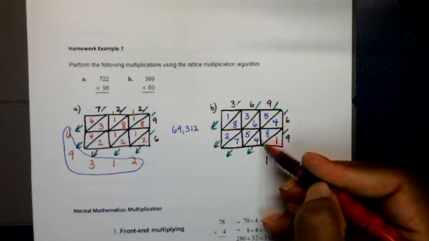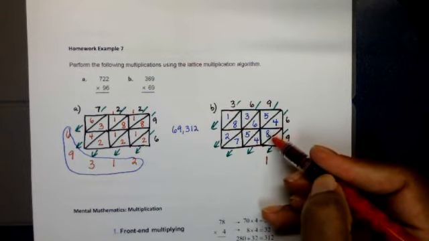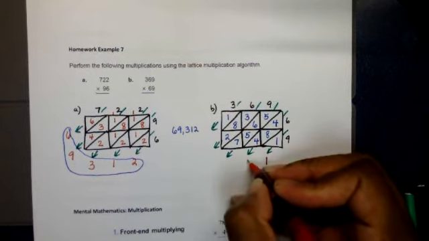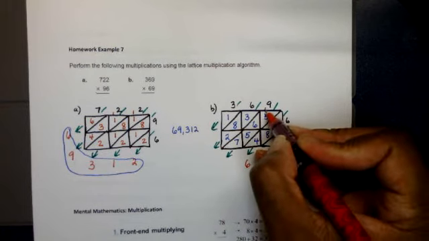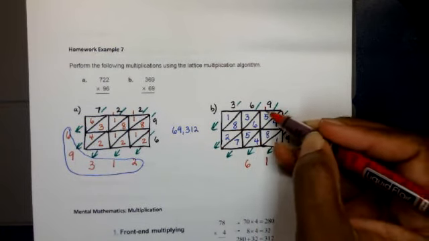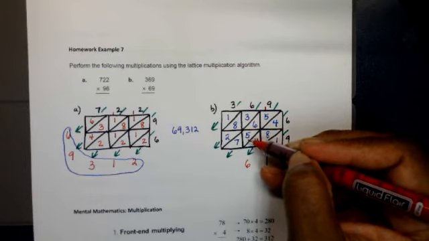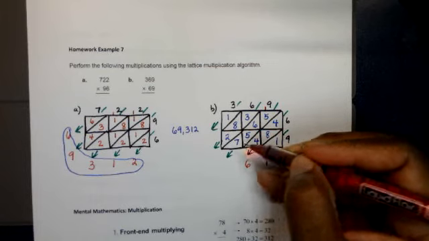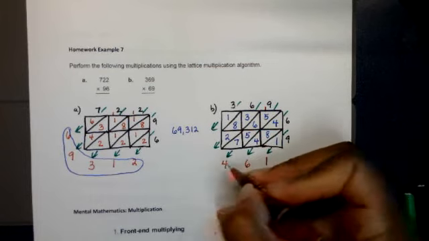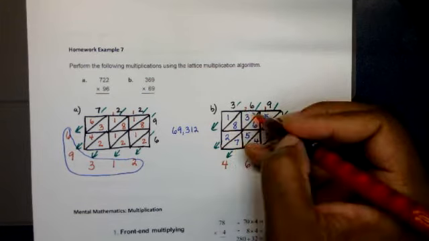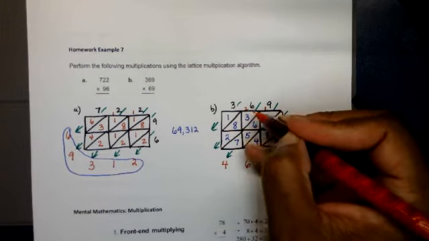I add the 4, the 8, and the 4. 4 and 8 is 12 plus the 4 is 16. Write the 6 down, regroup by bringing the 1 over. 1 plus that 5 will be 6. Plus 6 is 12. Plus 5 is 17. Plus 7 is 24. Write the 4, regroup with the 2 on the next diagonal.